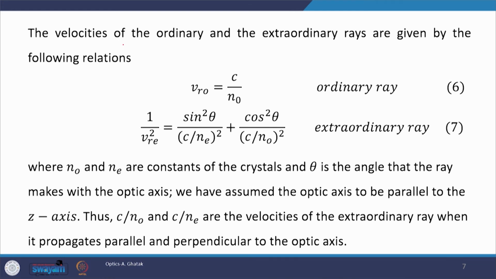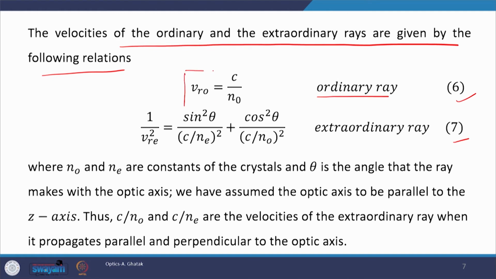Now, the velocities of ordinary and extraordinary rays are given by the following relations, which are expressed by equation number 6 and equation number 7. For the ordinary ray, the velocity is given by this relation, which says v_rO is equal to c by n_o. O here in the subscript stands for ordinary ray, and r stands for ray. Velocity of the ordinary ray is equal to c by n_o.